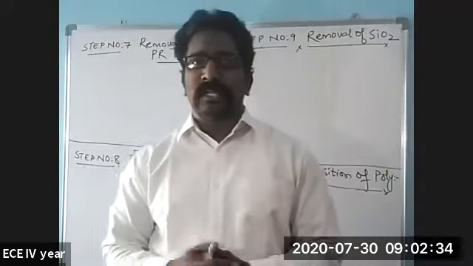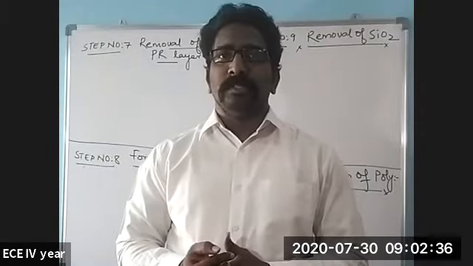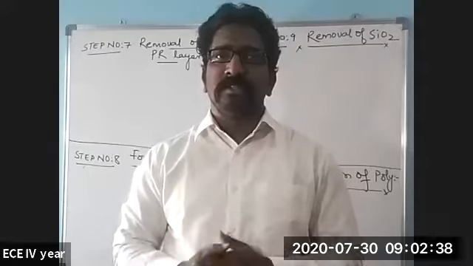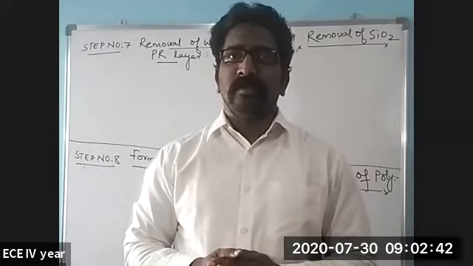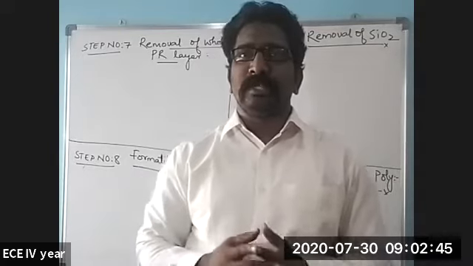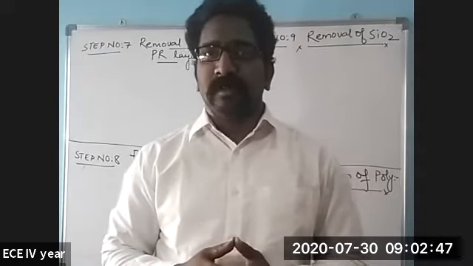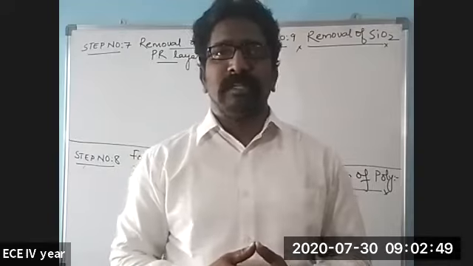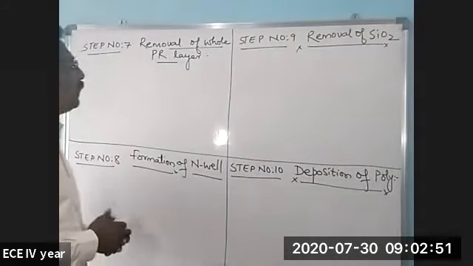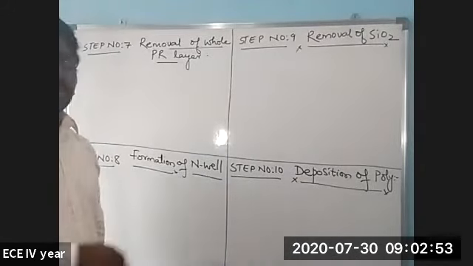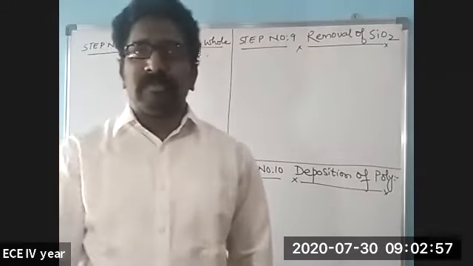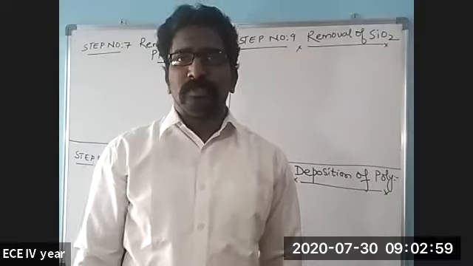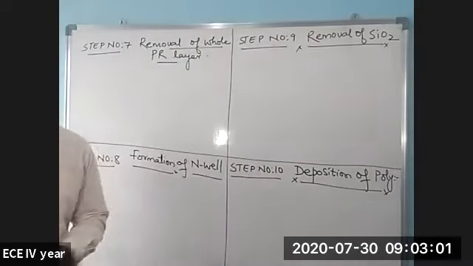Okay, let us start our class. So in the previous lecture, we have studied about 6 different steps of CMOS fabrication. And now we'll try to study the next steps which are involved in the CMOS N-well fabrication. So step number 7 is removal of whole PR layer. The entire PR layer which was laid on the wafer will be now removed. That is the next process, removal of whole PR layer.